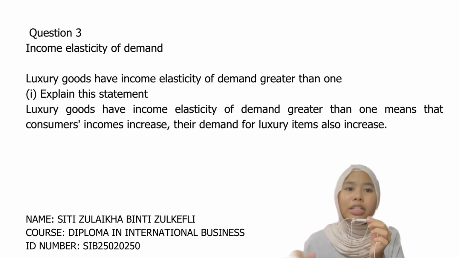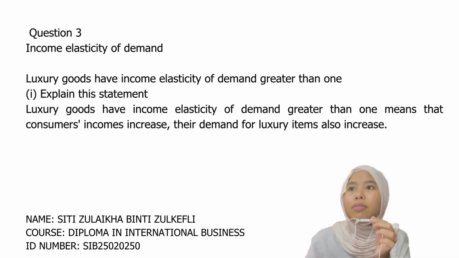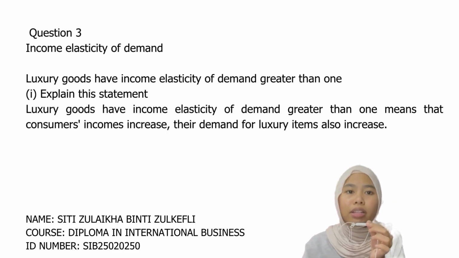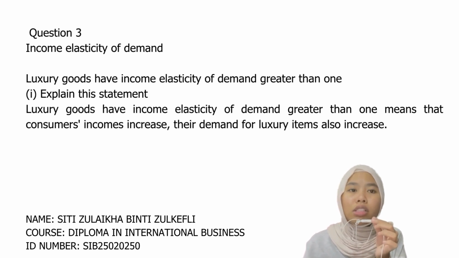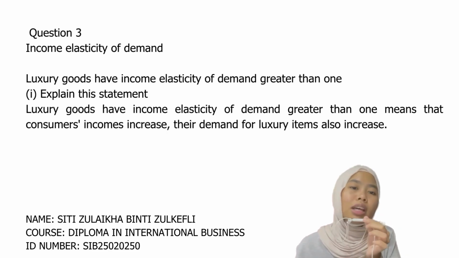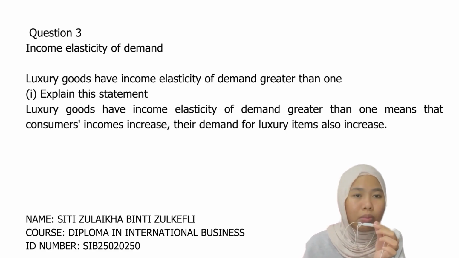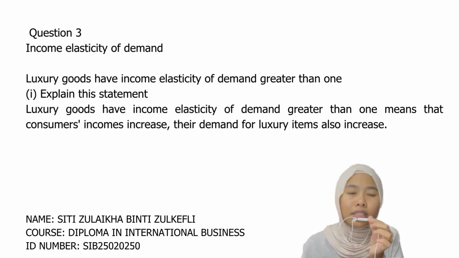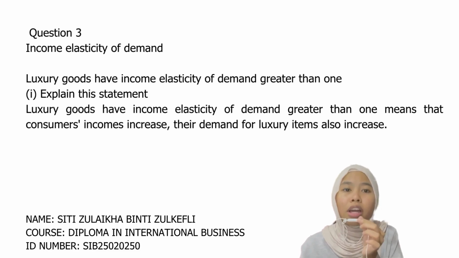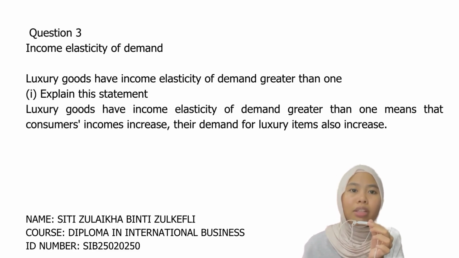The first question is: luxury goods have income elasticity of demand greater than 1. Explain this statement. Luxury goods having income elasticity of demand greater than 1 means that as consumer income increases, their demand for luxury goods also increases, which means that when customer income increases, they want to buy luxury goods more. So the demand for luxury goods increases. Why do they want to buy luxury goods? Because they have a lot of money and also extra money.